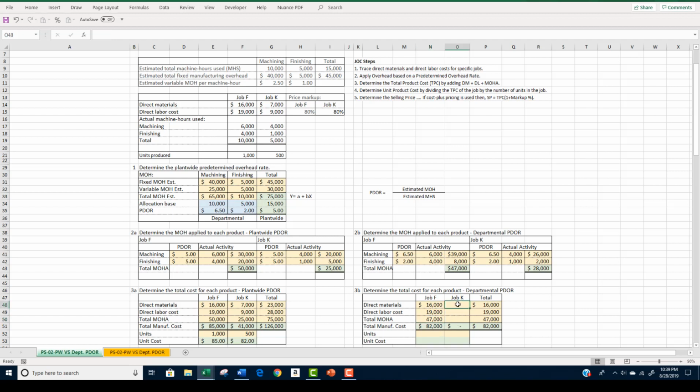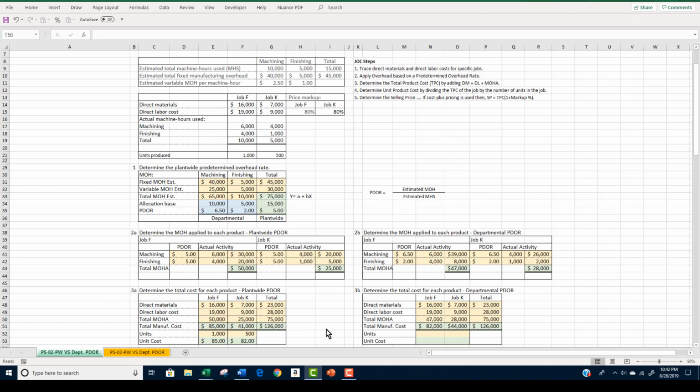For job K, we do the same thing. We enter the $7,000 of direct material cost, then $9,000 of direct labor cost, and finally the $28,000 of MOH to be applied. Adding the three up, we get a total product cost for job K of $44,000. If we add the amounts across, we get a total manufacturing cost for both products of $126,000. Note that the total product cost is the same for both approaches.